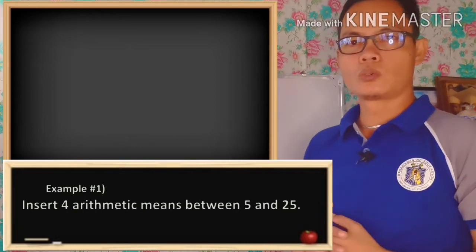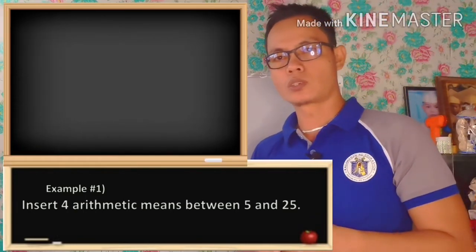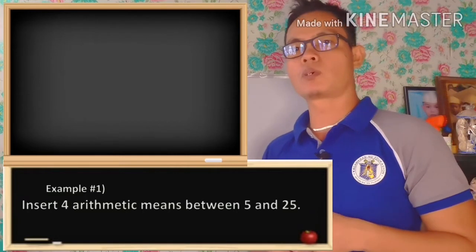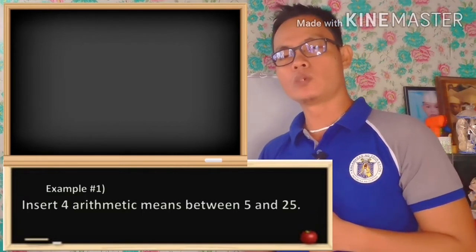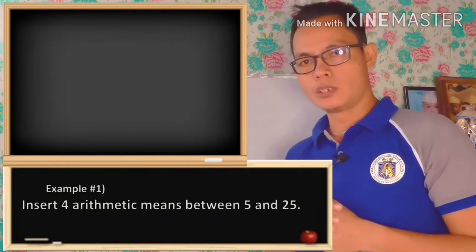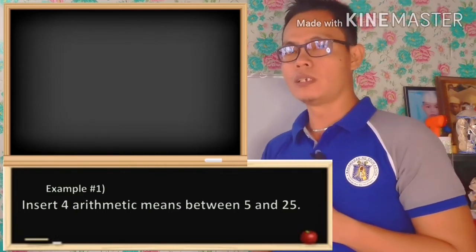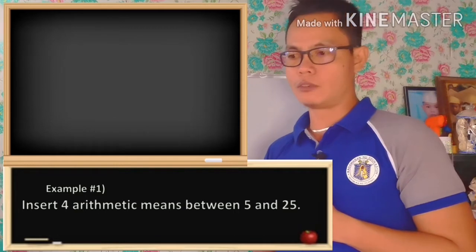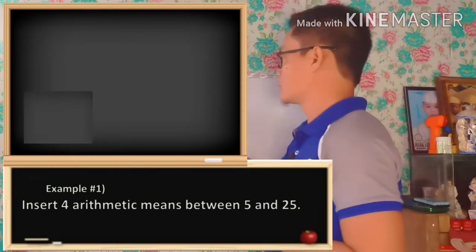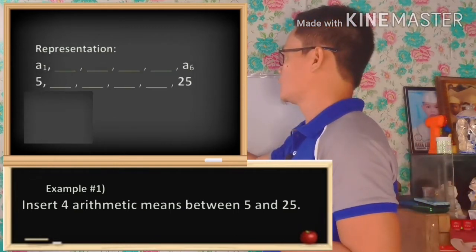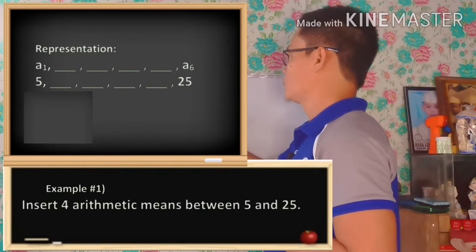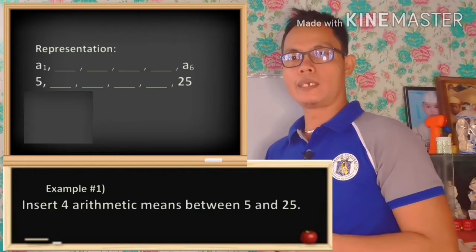Before we proceed to the solution for the arithmetic means, it is important in this topic that we have a representation. So what is a representation? This is a visualization of the arrangement of the given. Insert 4 arithmetic means, that means we need to have 4 blanks in the middle between a sub 1 and a sub 6.